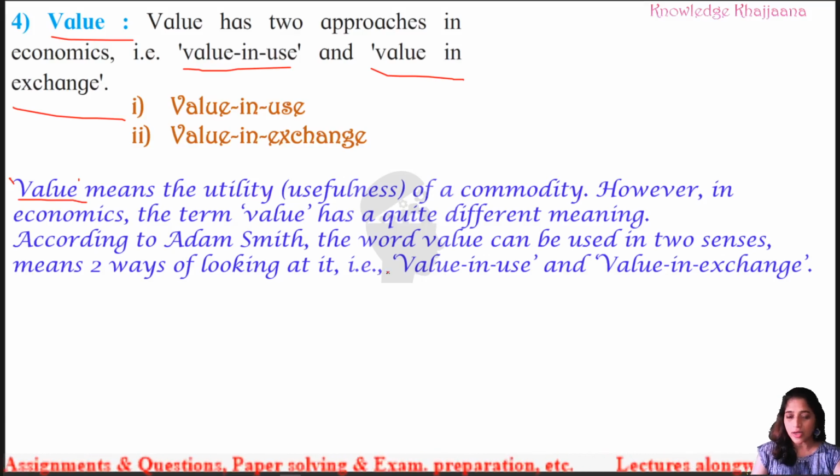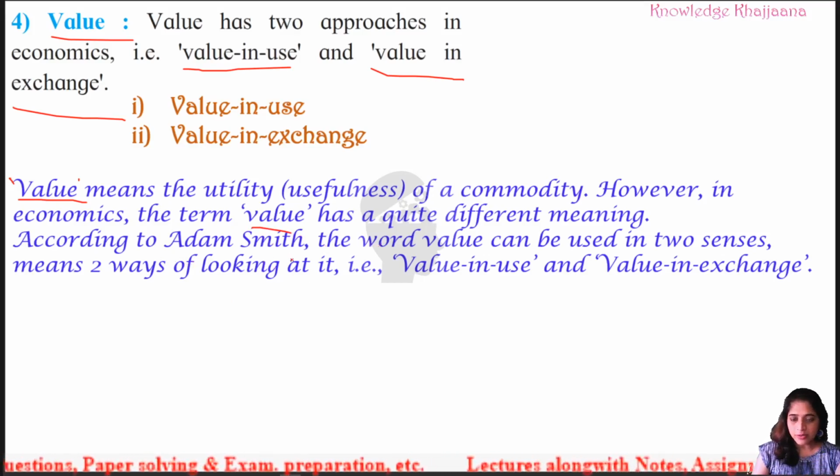Value means the utility or the usefulness of a commodity. For example, if a piece of stone pebble is given to you when you are hungry, what will you think? Does it have any value to satisfy my hunger? No, it doesn't have the usefulness or utility. However, in economics, the term value has a quite different meaning.